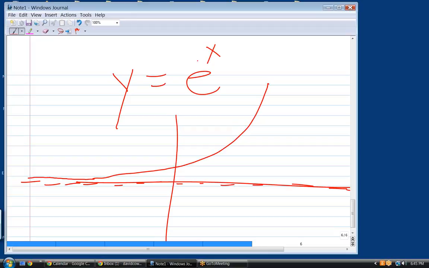So the end behavior for this function would be as x goes to positive infinity, y goes to positive infinity. As x goes to negative infinity, y approaches 0. It's the horizontal asymptote. And in this case, the horizontal asymptote only defines the end behavior as x goes to negative infinity, not positive. So sometimes the horizontal asymptote will only mean what it does in one direction.